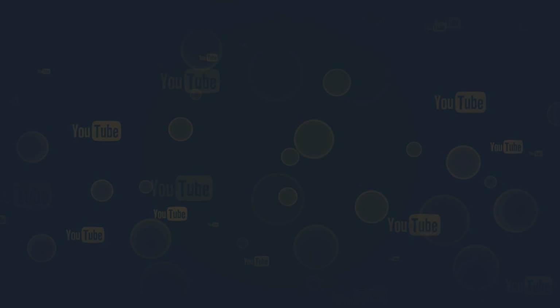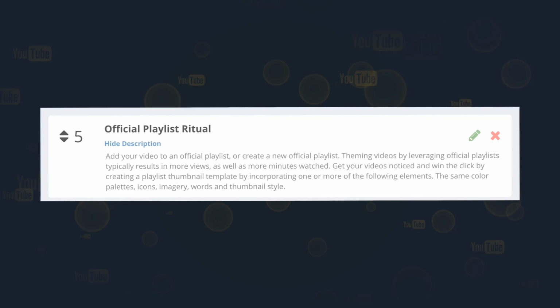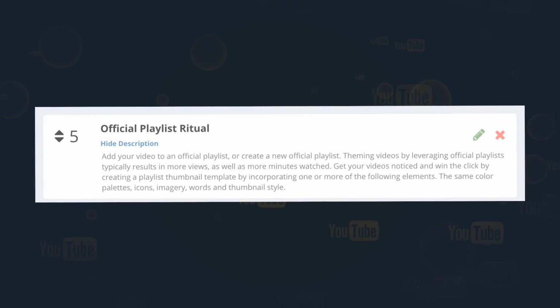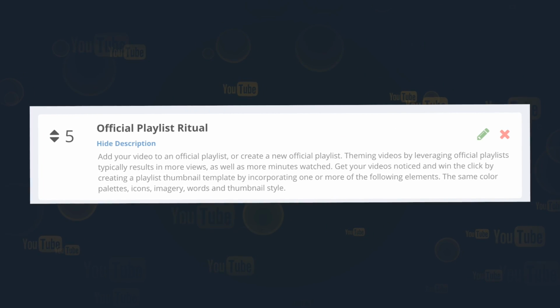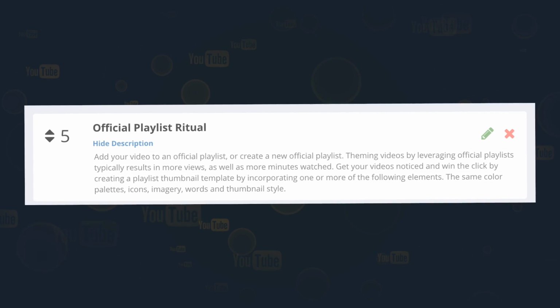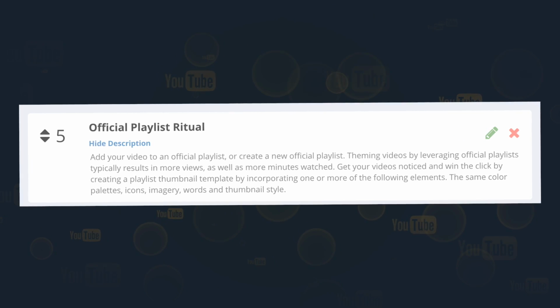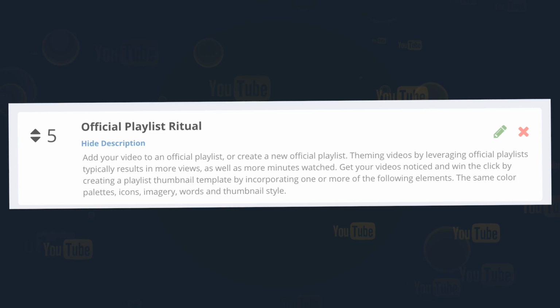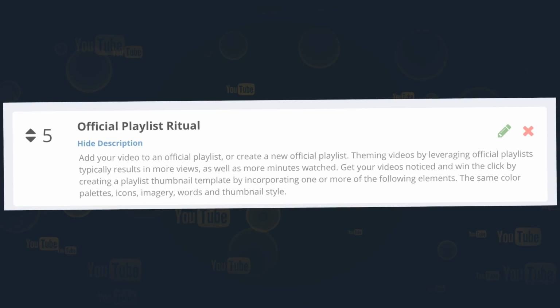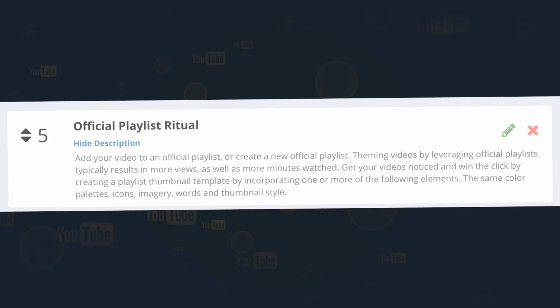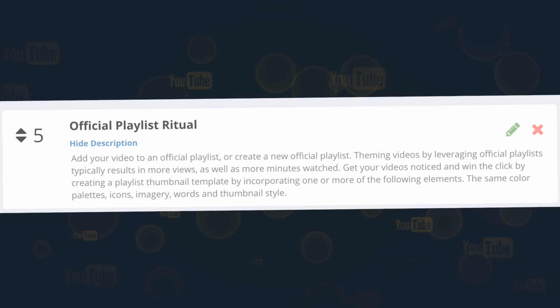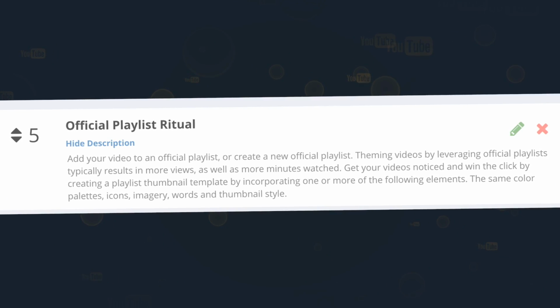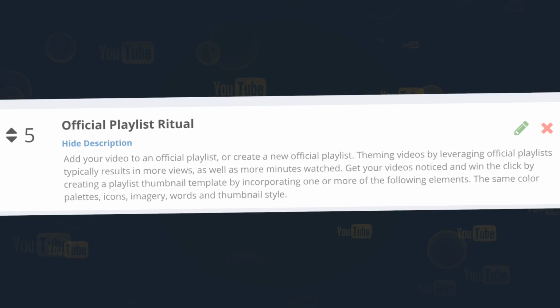And step number 5, official playlist ritual. Add your video to an official playlist or create a new official playlist. Theming videos by leveraging official playlists typically results in more views as well as more minutes watched. Get your videos noticed and win the click by creating a playlist thumbnail template by incorporating one or more of the following elements: the same color palettes, icons, imagery, words, and thumbnail style.